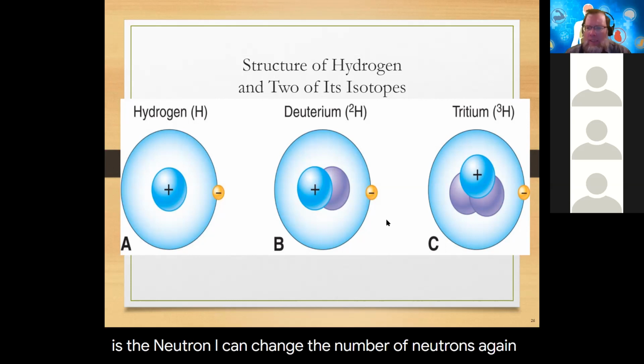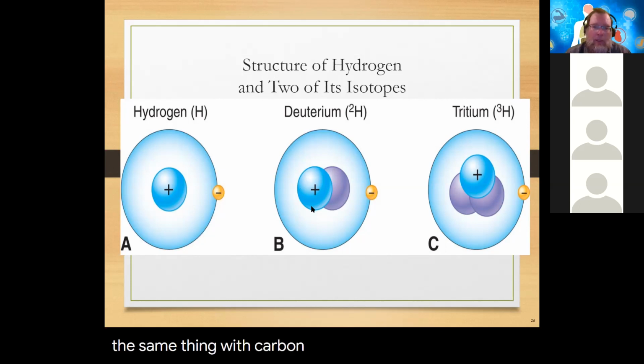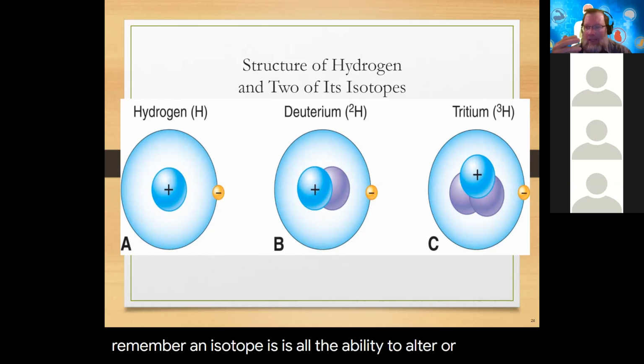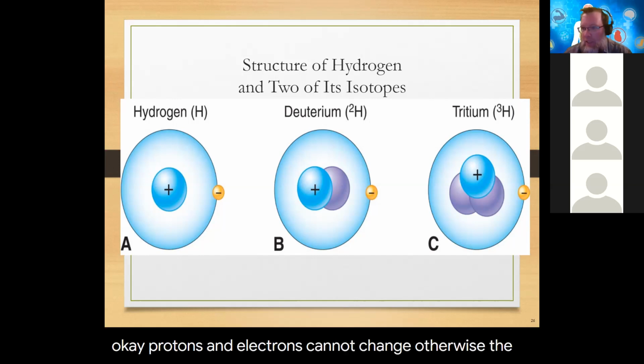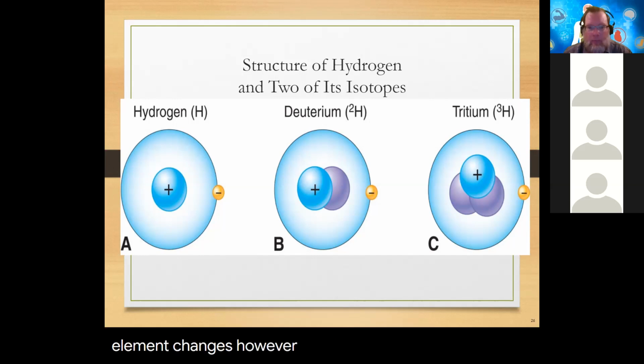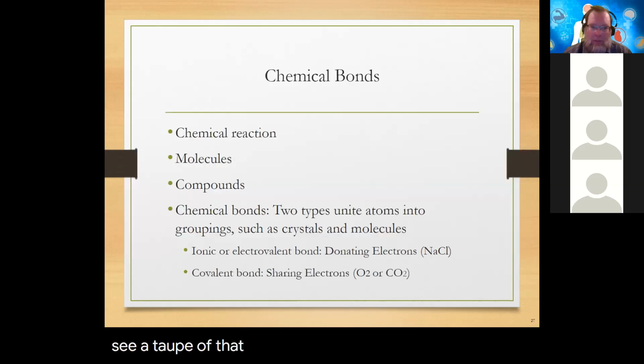We can see the same thing with carbon. We have isotopes of carbon. Just remember, how do we get an isotope? We've added a neutron. Protons and electrons cannot change, otherwise the element changes. However, the number of neutrons can change, and the element still stays the same. We call it an isotope of that element.